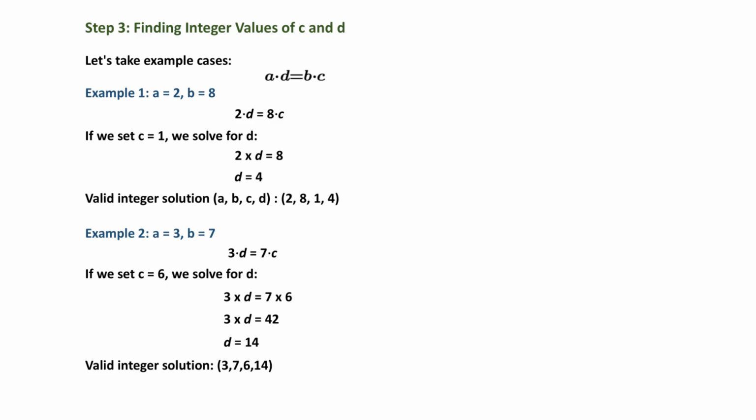Similarly, let's try another set. If A equals 3 and B equals 7, then 3 times D equals 7 times C. If we set C equals 6, then 3 times D equals 7 times 6. Simplifying, 3D equals 42. Dividing both sides by 3, D equals 14. So another valid solution is 3, 7, 6, 14.